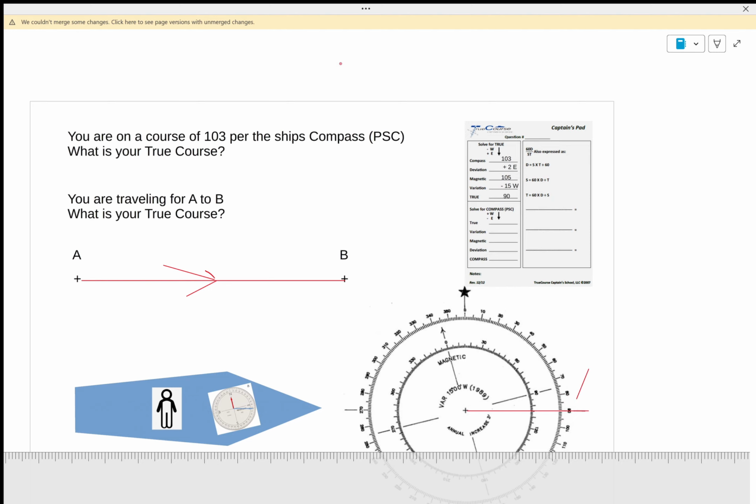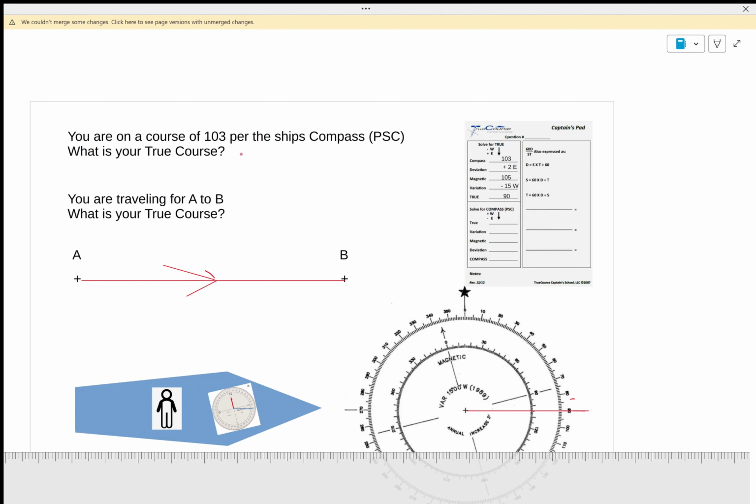Got the wrong tool, sorry. So here is my measurement, 90. I don't need to convert. I found it by just measuring it. I'm not given a compass course in this problem. I'm just going from A to B. I just measure it and I've got 90. Now they might ask you, okay, you've got the true, take the true and convert it down to compass. And if you do that, you'll end up with 103.